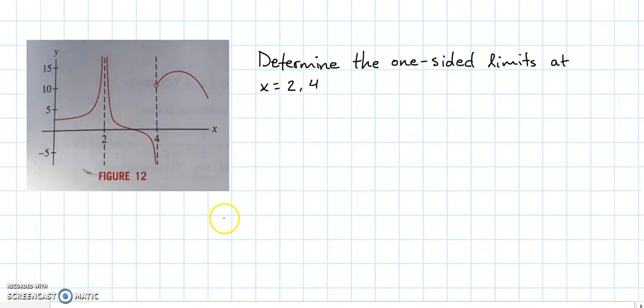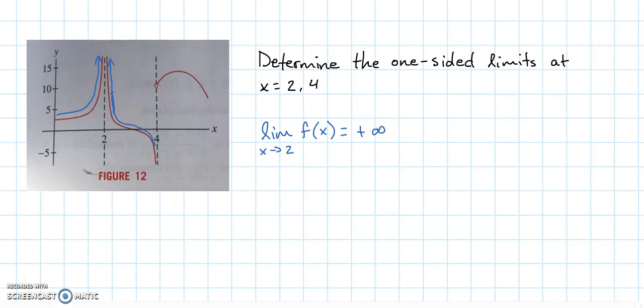This example asks us to determine the one-sided limits as x approaches 2 and 4. On this graph, we can see that as x approaches 2, the left-sided limit approaches positive infinity, and the right-sided limit also approaches positive infinity. Therefore, we would write it as x approaches 2, the limit of f of x is equal to positive infinity.